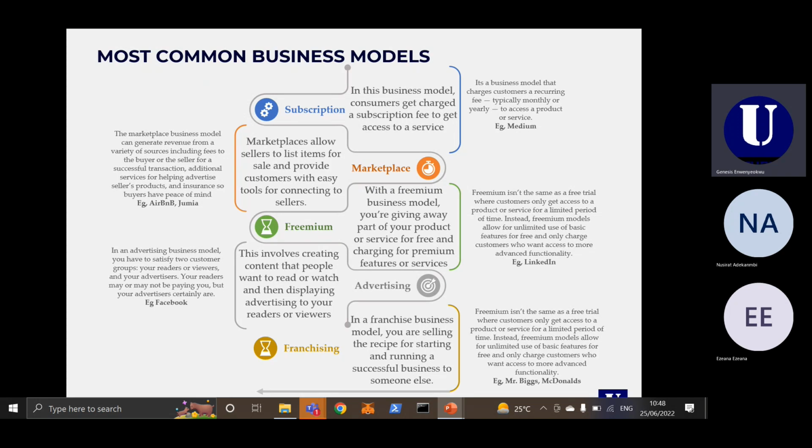So as a business, you may not be restricted to just one business model. You can have four business models. That gives you the opportunity for more revenue.